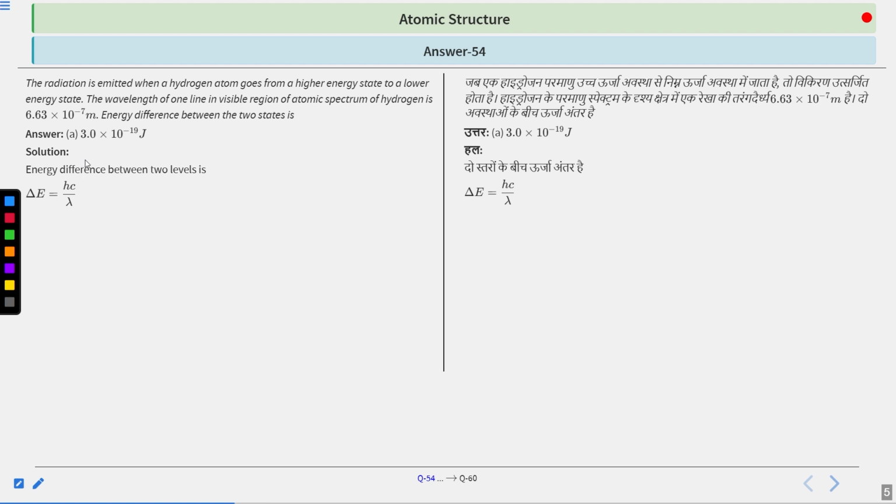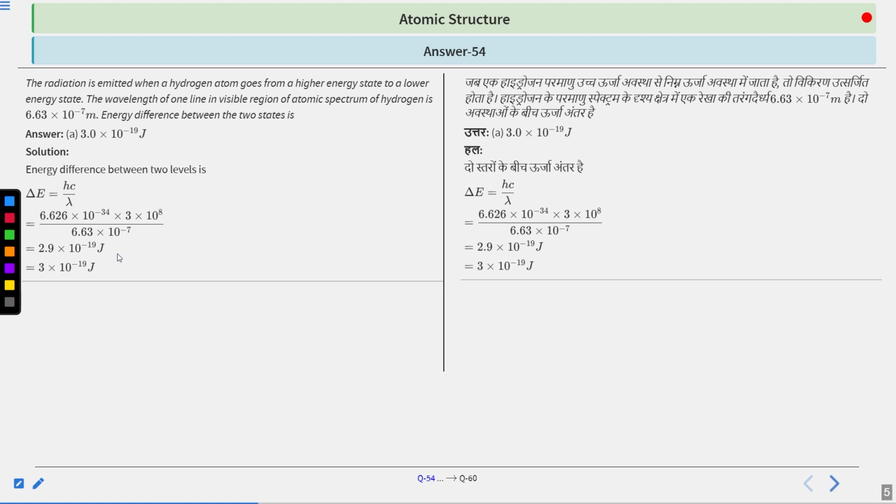First of all, the energy difference between two states is assumed as delta E, and using the Einstein relation, we have written delta E is equal to hc by lambda. This is the amount of energy that differs between the two states, and that much energy is emitted in the form of light whose wavelength is lambda. Now, if you put all the values, Planck's constant, the speed of light, and your lambda value, which is given as 6.63 into 10 to the power minus 7 meter, you will get your energy difference, which is 2.9 into 10 to the power minus 19 joule.